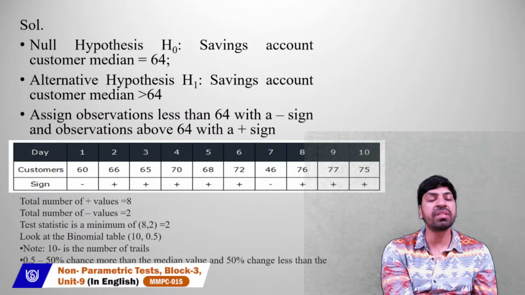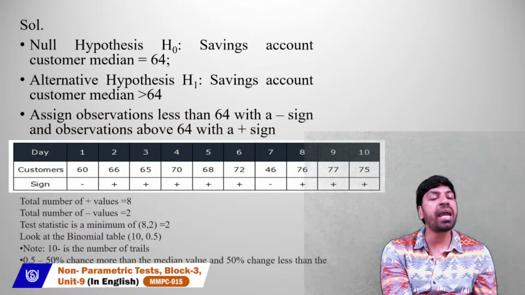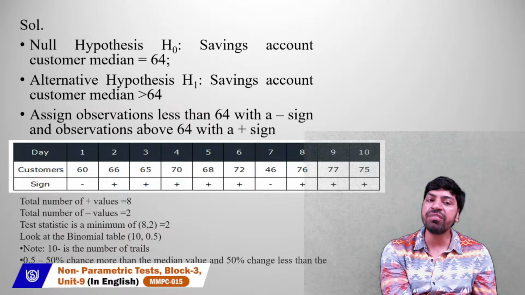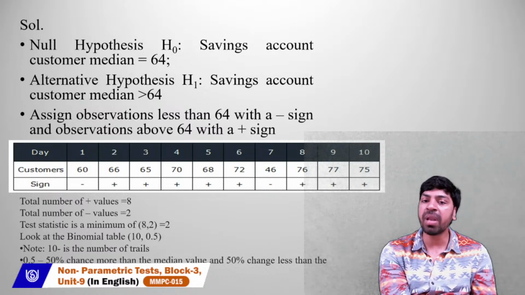So assign observations less than 64 with a minus sign, and observations above 64 with a positive sign. The first is 60, which is less than 64, so it's minus. 66 is more than 64, plus. 65 is more than 64, plus. 70 is more than 64, plus. 60 is more than 64, plus. 70 is more than 64, plus.